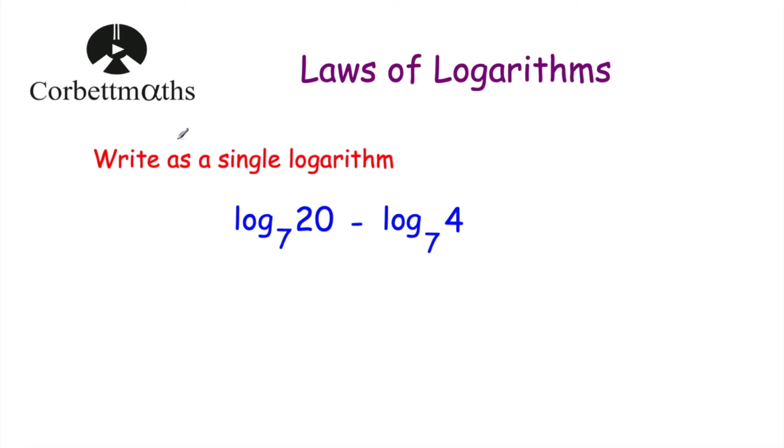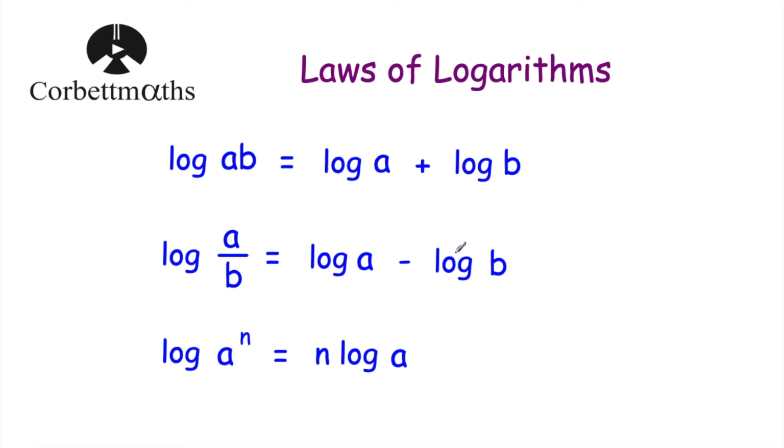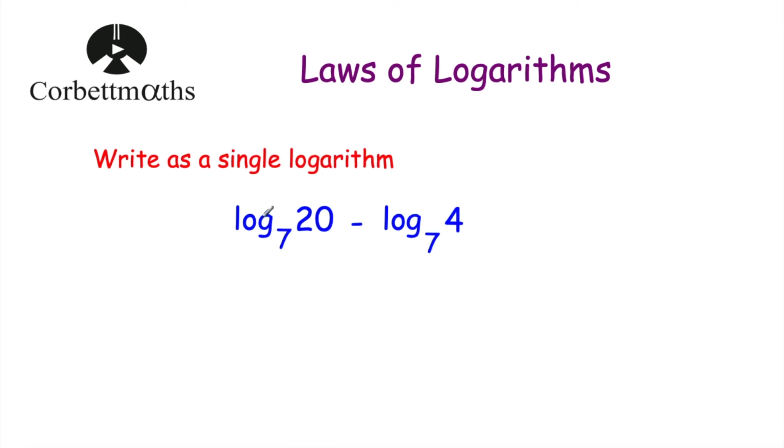Okay, let's have a look at our next question. So this time it says, write as a single logarithm, log to base 7 of 20, subtract log to base 7 of 4. So if we go back to our laws of logs, log to base a of x, subtract log to base a of y is equal to log to base a of x over y, or log a minus log b is equal to log a over b. In other words, you just divide. So here, if we have log to base 7 of 20, subtract log to base 7 of 4, that's going to be equal to log to base 7 of, and then we'll just do 20 divided by 4, that's equal to 5. So log to base 7 of 20, subtract log to base 7 of 4 is equal to log to base 7 of 5. So that's it, that's our answer.